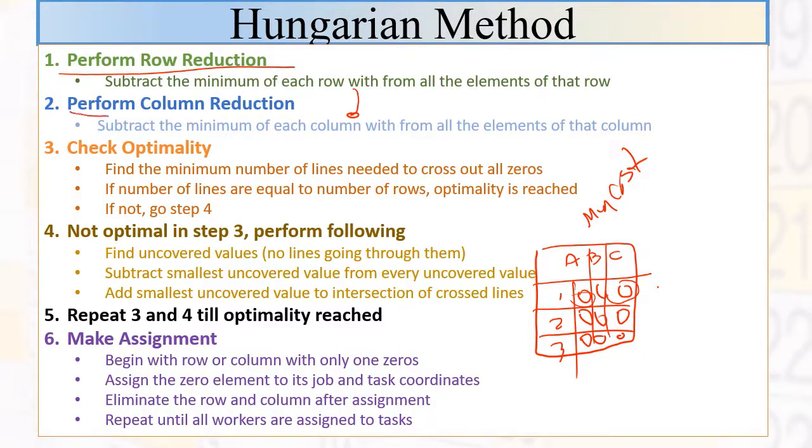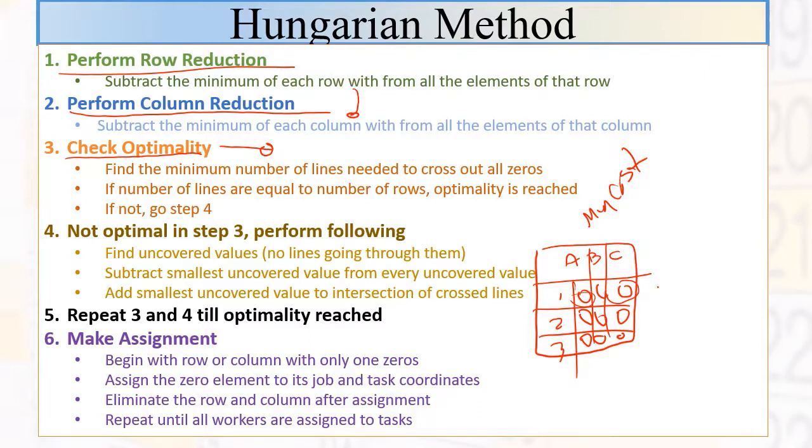Column reduction goes over each column, finds the lowest number in that column, and subtracts that minimum number from every element in that column. Then we do an optimality check. Are we at the optimal solution or not?